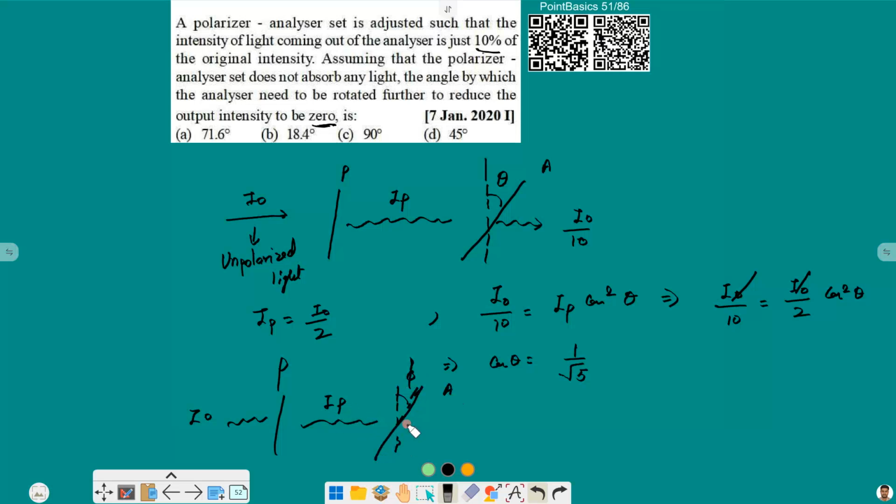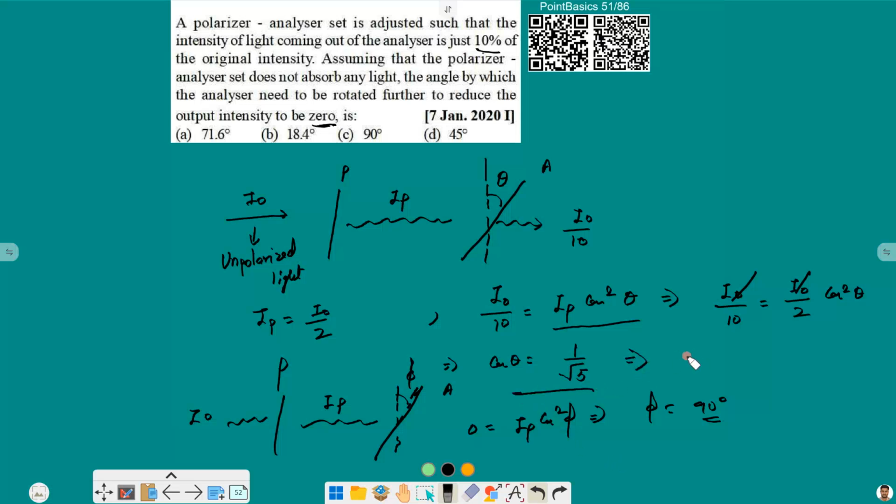Now for light to be reduced to 0, this formula will give us 0. So 0 is equal to IP times cos square phi, and from this we can write that phi is going to be 90 degrees. So if we find the value of theta from this relation, then the difference of theta and phi is the angle which we have to rotate.